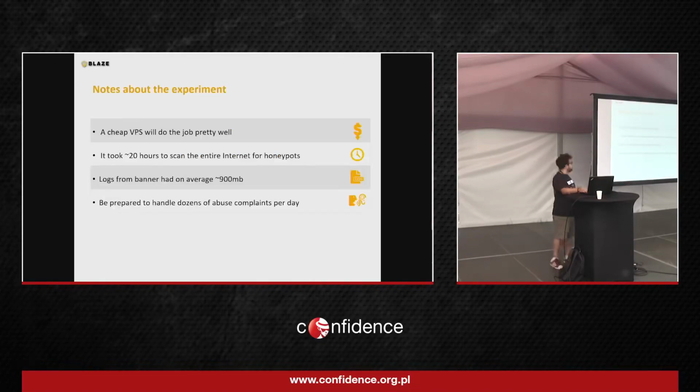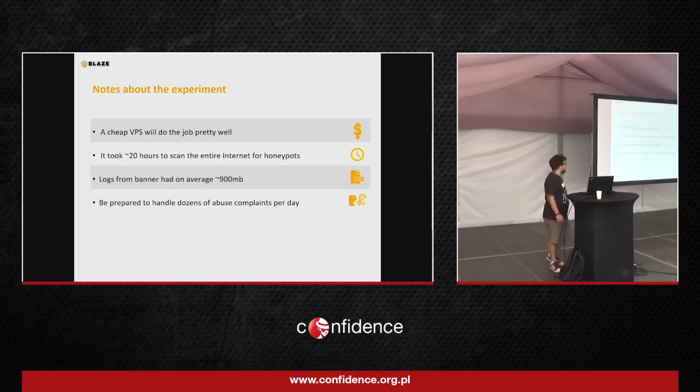So, notes about the experiment: I got a VPS with DigitalOcean, one of these pretty cheap VPSs. It took on average some 20 hours to scan the entire internet for honeypots, and the logs were around 900 megs, so it means that all these $5 cheap VPSs will do the job quite well.